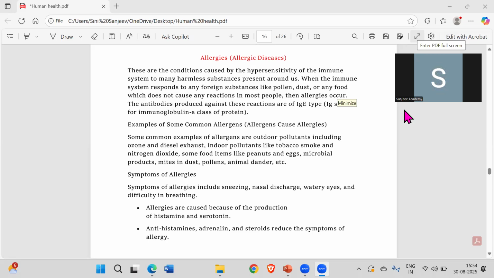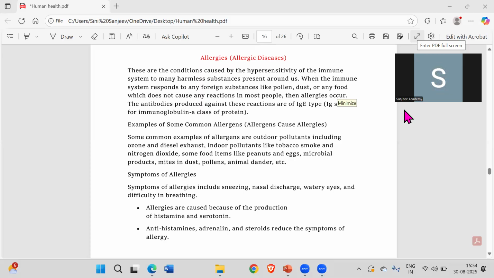Okay, these are called as what? The allergies. So whenever you get an allergy, the common symptoms which we observe are what? Like sneezing, watery eyes, runny nose, right? All these are what? The symptoms of the allergies. Now, what is the actual cause of the allergies?